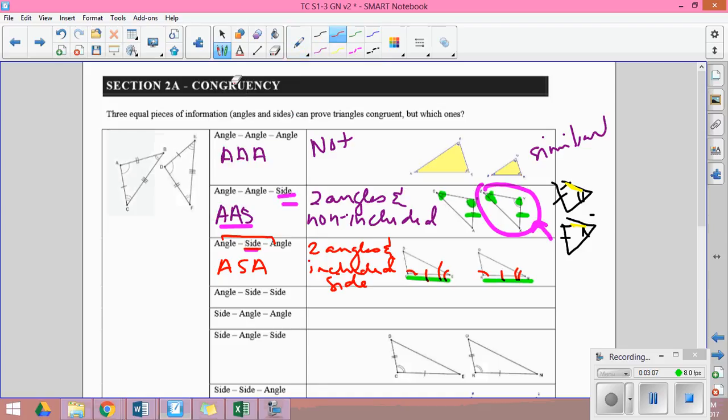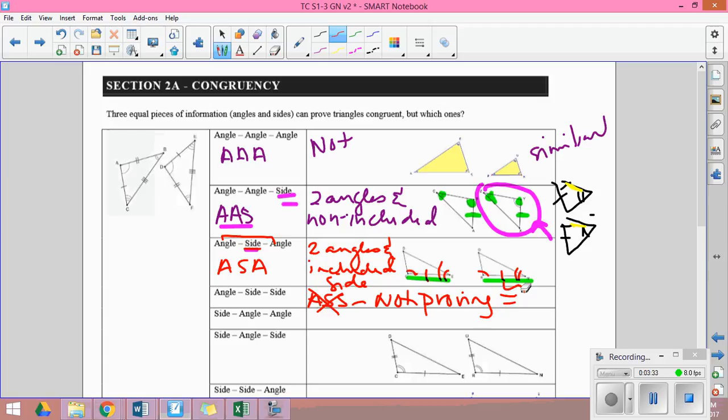Angle, side, side, we never use because, first of all, it spells a bad word. But it also doesn't prove things congruent because, again, I can make multiple triangles. When we say we want to prove triangles congruent, I want to prove without a doubt that my triangle will be exactly the same as yours.